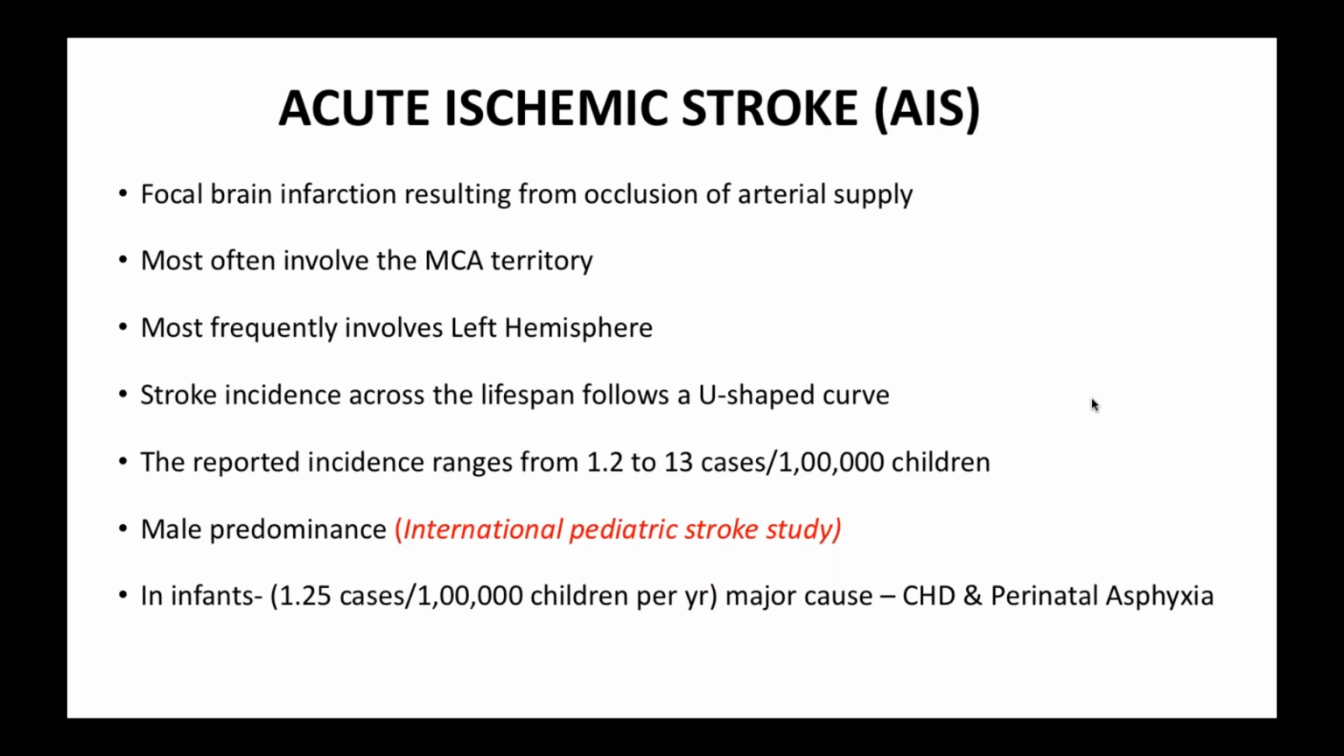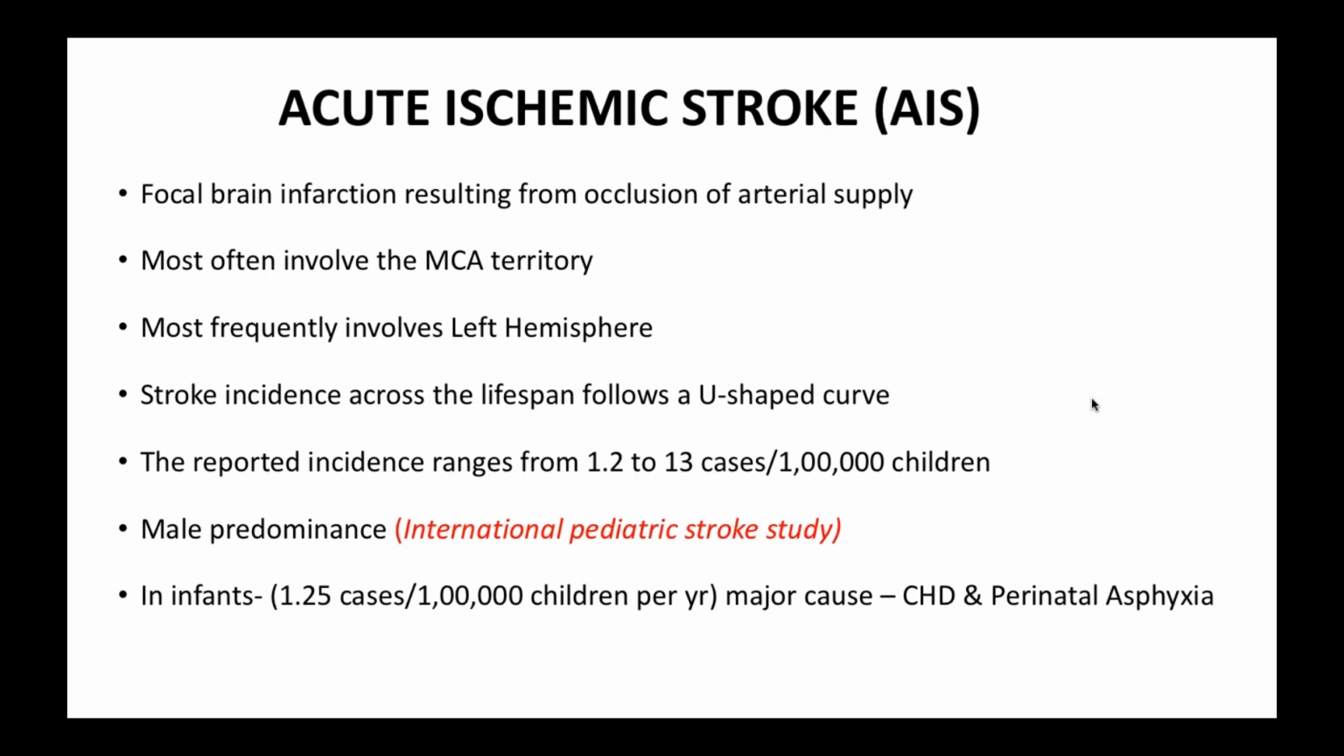Usually, the incidence of stroke is a U-shaped curve. So it is highest during the neonatal period and during old age, and in between, that is in the young age, there is a low incidence. Okay, so that is how it is a U-shaped curve. And the incidence ranges from 1.2 to 13 cases per 1 lakh children. So you can see the incidence is also variable and depends upon the geographical area.